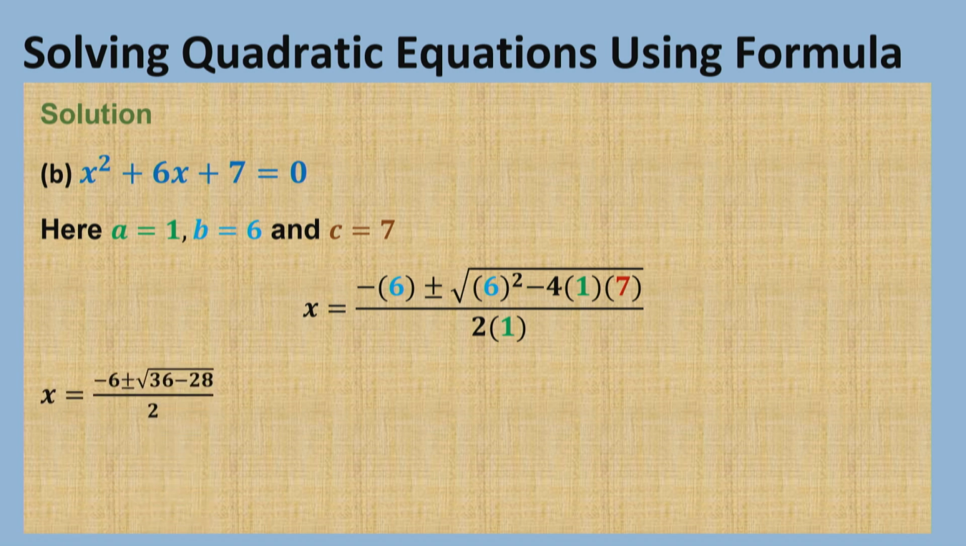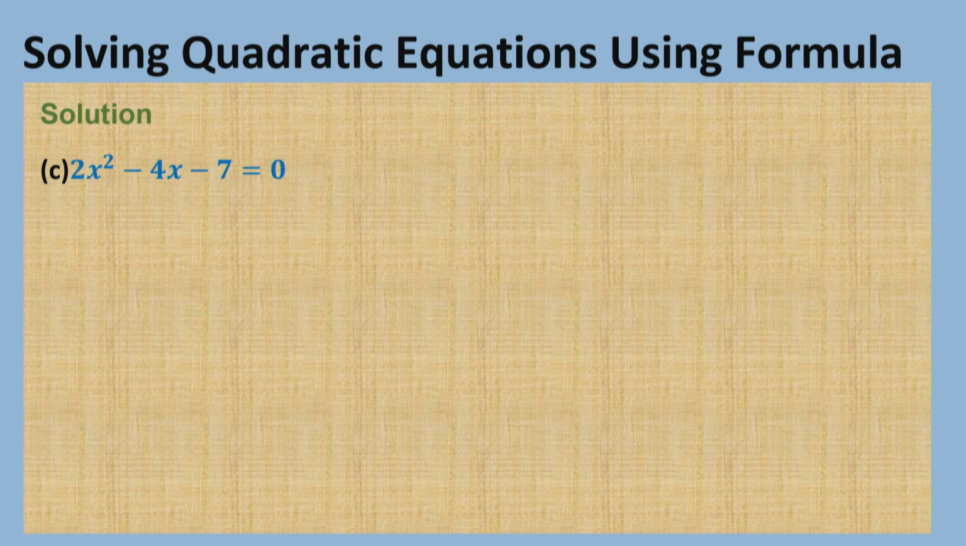So that will give you x equal to minus 6 plus or minus square root 36 minus 28 divided by 2. That is, x will be equal to minus 6 plus square root of 8 divided by 2, or minus 6 minus square root of 8 divided by 2. And the answer will be negative 1.59 or negative 4.41.